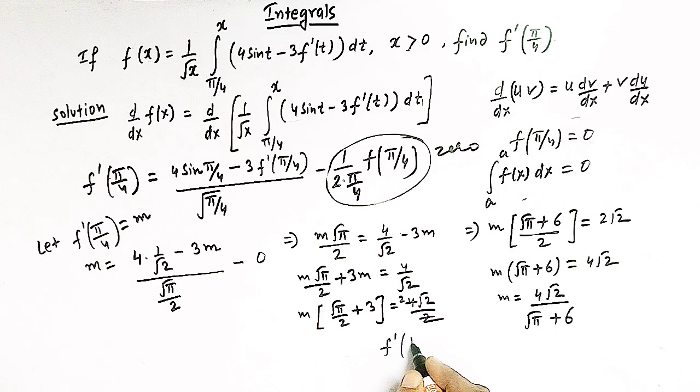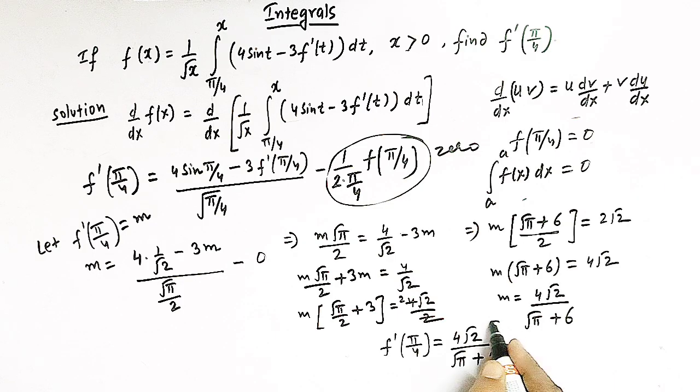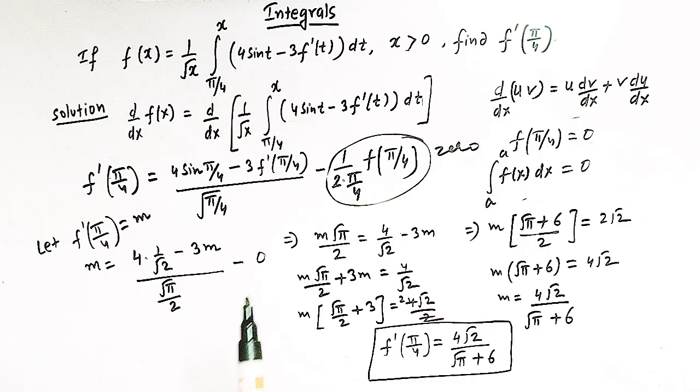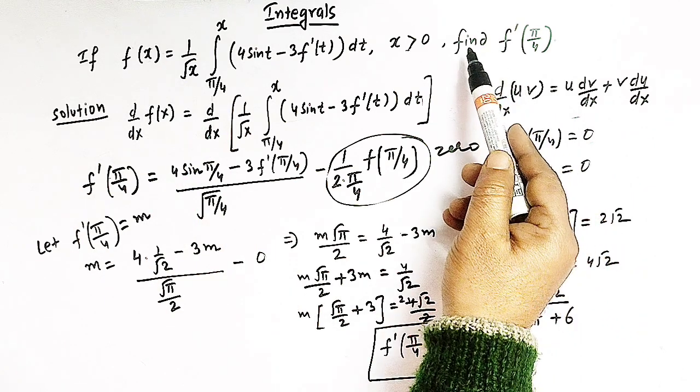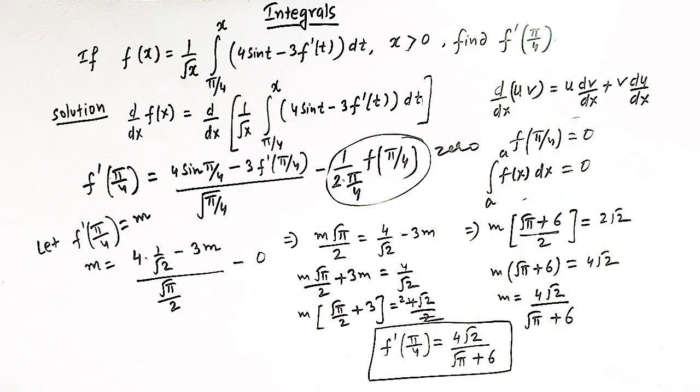So f prime of pi by 4 has the value 4 root 2 divided by square root of pi plus 6, right? So viewers, this is how, by making use of the concept of Leibniz integral rule, we can find out the value of f prime of pi by 4, and the value of f prime of pi by 4 is equal to 4 times square root of 2 divided by square root of pi plus 6.